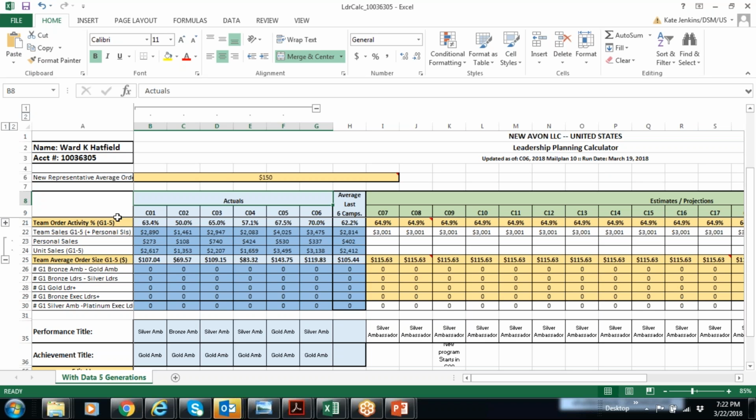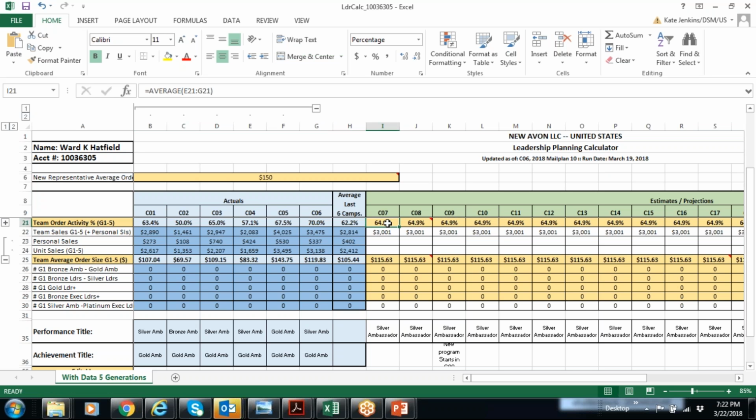So this also is letting us know what your team activity has been. And as you can see for your team, Annie, in C5 and C6, your activity was up very nicely. Your average activity is 62.2%. And then this is, for the future, the computer just automatically puts in there 64.9%.